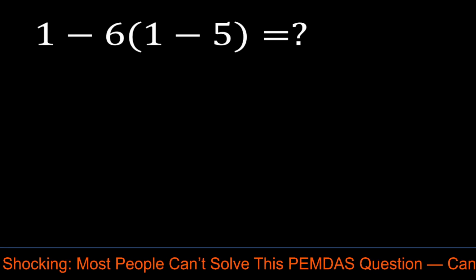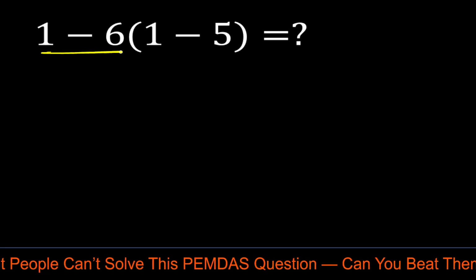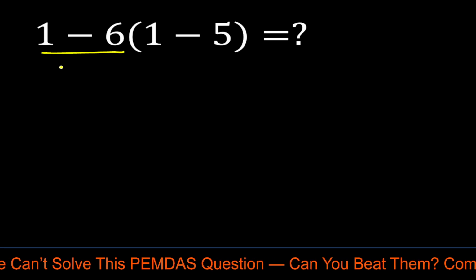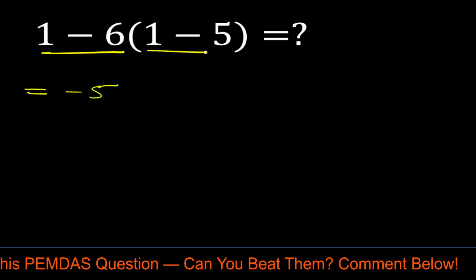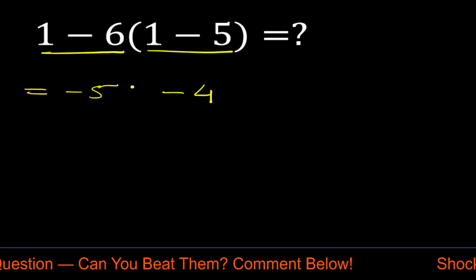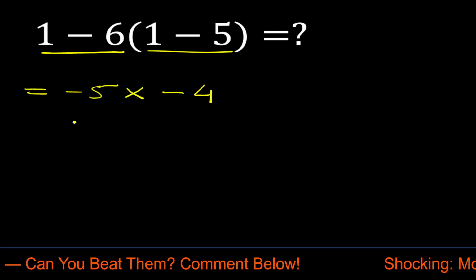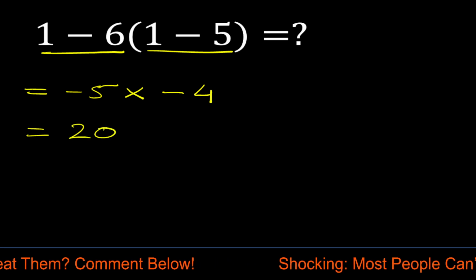So most people solve this question like 1 minus 6. So 1 minus 6 is equal to minus 5, right? Then 1 minus 5. So 1 minus 5 is equal to minus 4, right? Now minus 5 times minus 4. So minus 5 times minus 4 is equal to 20.